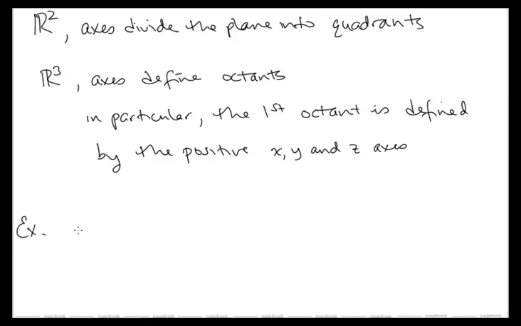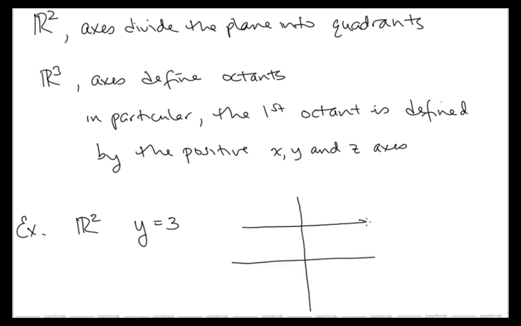Now for example, in R2, in two-dimensional space, what do we get when we have the equation y equals 3? Two-dimensional space is the set of all ordered pairs of real numbers, and y equals 3 is talking about all of the points that have y coordinate 3. So we know in two-dimensional space that gives us a line, y equals 3. It's all points in R2 with y coordinate equal to 3.